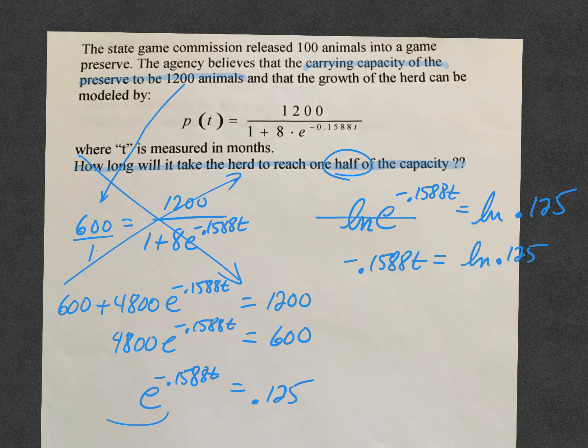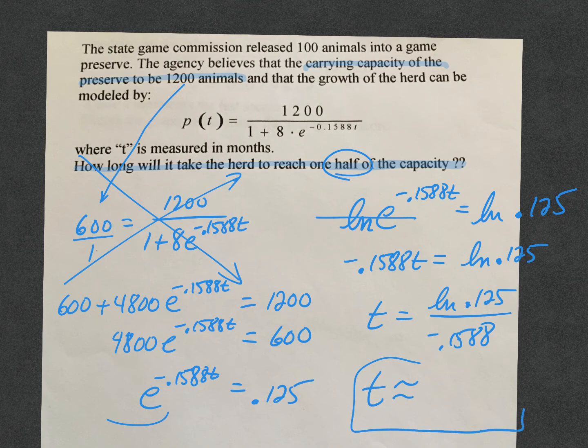And to get rid of the crazy decimal attached to t, we divide. So the ln of 0.125 divided by negative 0.1588 is going to get us the value for t. Of course, that doesn't make any sense to us, so we use our calculator to approximate this.